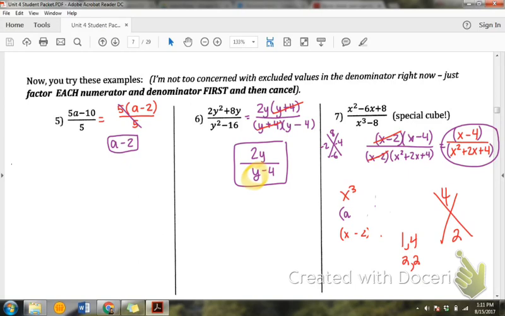Like if you do that in your calculator, you get error. So the excluded values are what numbers are going to make your denominator only, we don't care about the numerator, make your denominator become 0. So in this example, our excluded value is 4. So you'd say y cannot be equal to 4. That would be the excluded value.